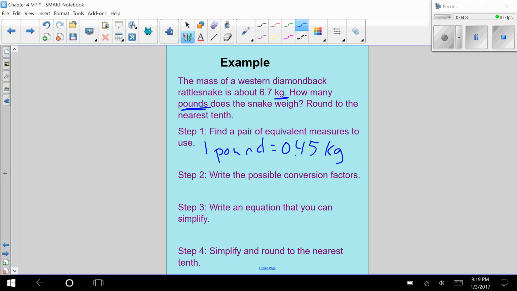Then we write the possible conversion factors. As you get better at this, you won't have to write these out at the beginning. So 1 lb, which is short for pound, over 0.45 kilograms, or we might have to use 0.45 kilograms over 1 pound. Now we're going to write an equation that we can simplify. And I'm going to zoom in for this.